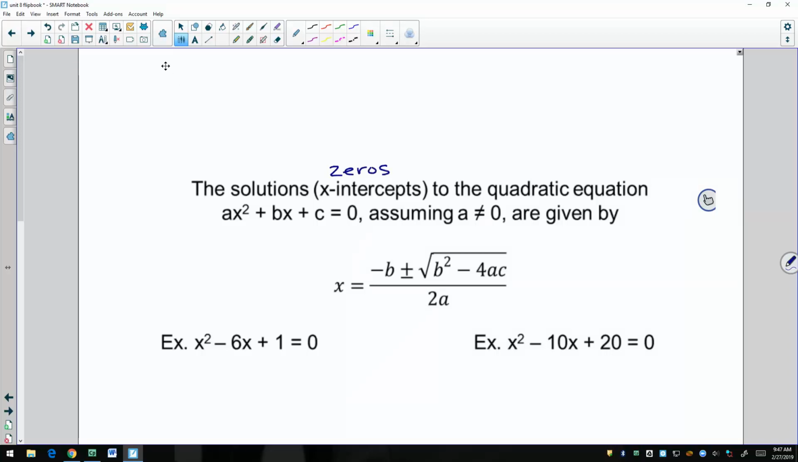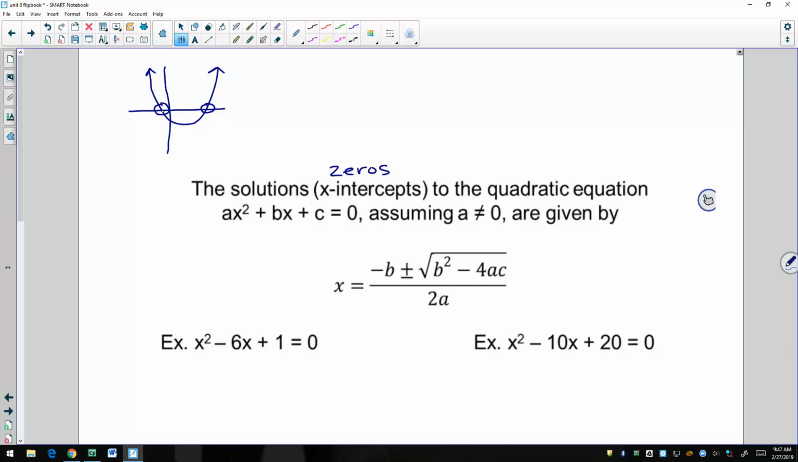Okay, so when we are finding the solutions or the x-intercepts or the zeros, and it's a quadratic, so remember a quadratic is in the shape of a parabola. It is the two or one spot where the parabola will cross the x-axis.